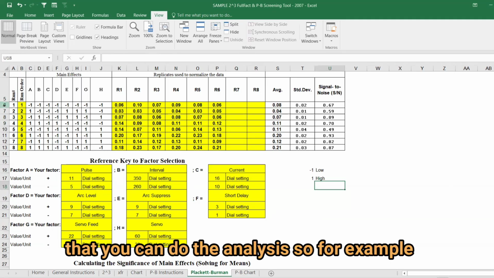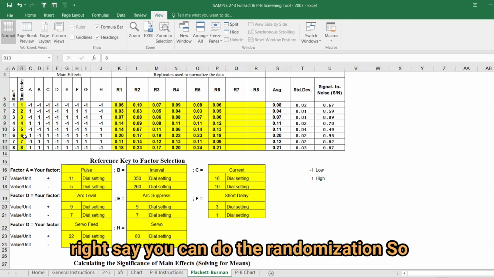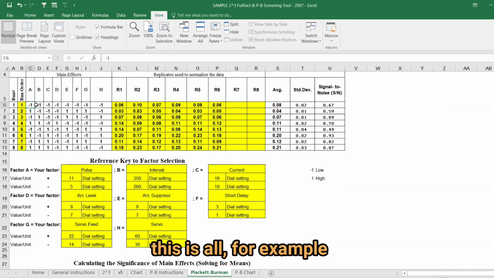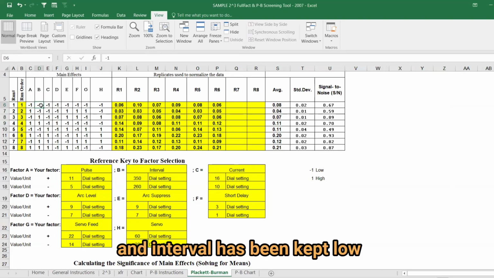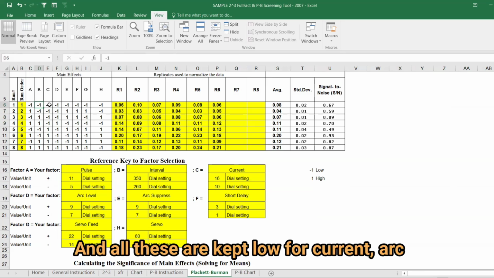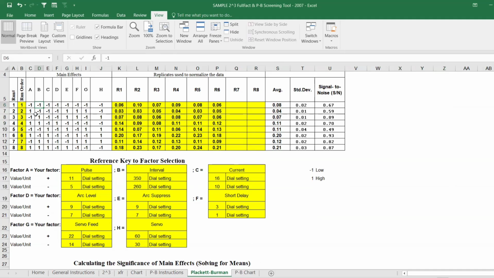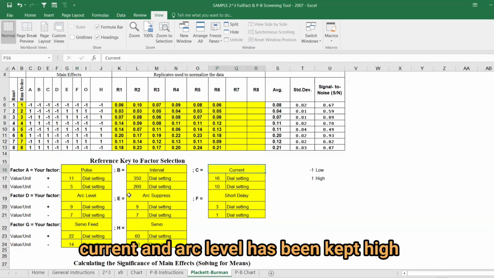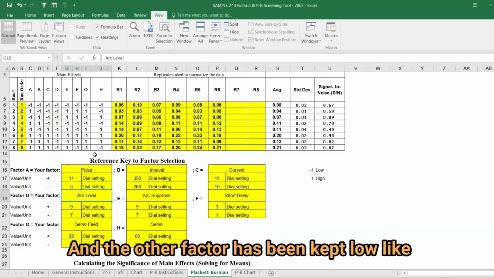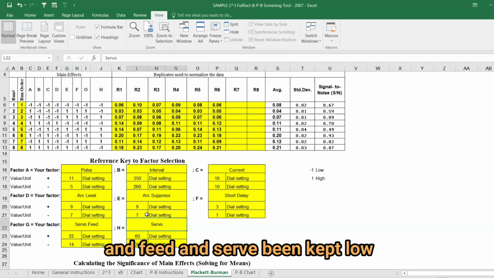So, for example, run number 1, there are 8 runs being done. Let's say this has to be randomized. You can do the randomization. So for example, in factor 1, pulse has been kept low, and interval has been kept low, and all these are kept low for current, arc level, R suppress, short delay, servo feed, and servo. And then let me take one, for example, this one, condition 8, right? 4 factors, that is pulse, interval, current, and arc level, have been kept high, and the other factors, like R suppress, short delay, servo feed, and servo, have been kept low, right?